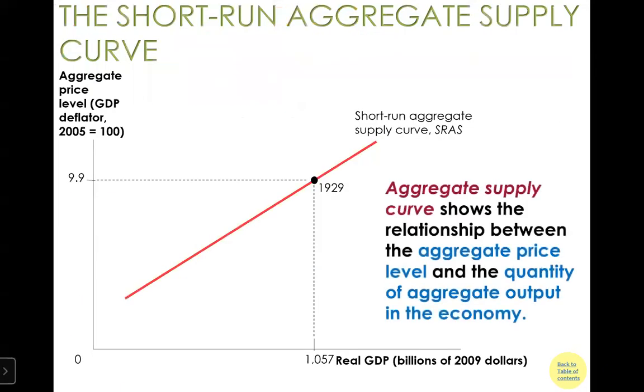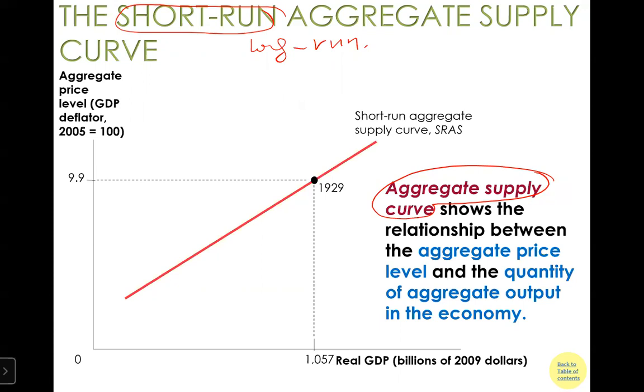The next thing we are going to do is look at the aggregate supply curve. In terms of aggregate supply, we will differentiate between short run versus long run. What I'm showing now in this slide is short run aggregate supply. This short run aggregate supply tells us if price increases, the aggregate supply will increase. But what is behind the story of this upward sloping aggregate supply curve?